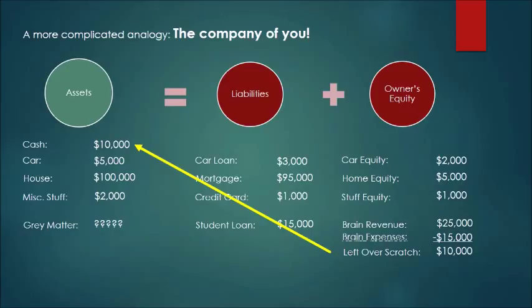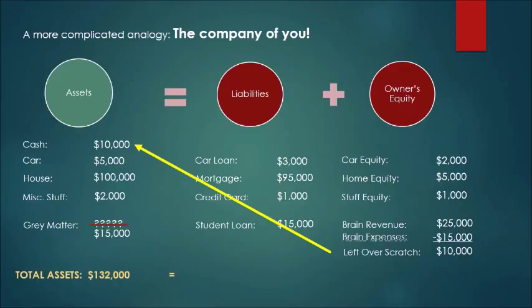So the car balances $5,000, $5,000. The house balances $100,000, $100,000. Your stuff balances $2,000, $2,000. And the revenue that you produced with that big old brain of yours balances out with the cash. So what does that say about the value of our brain? It says that we have a $15,000 liability left on this side of the equation. So our brain must be worth exactly what we invested in it, $15,000.